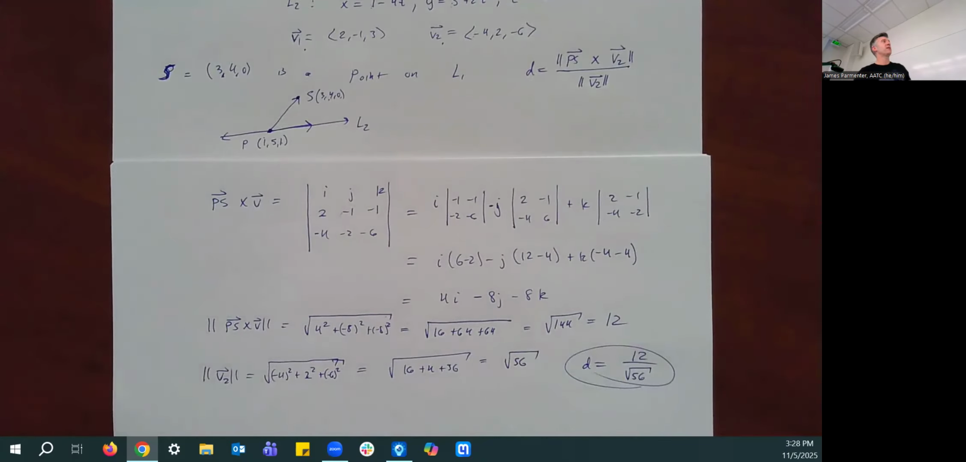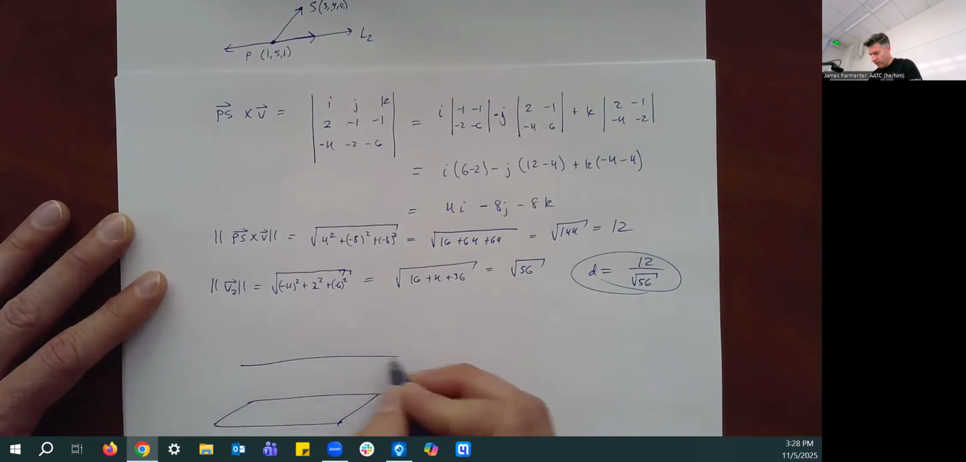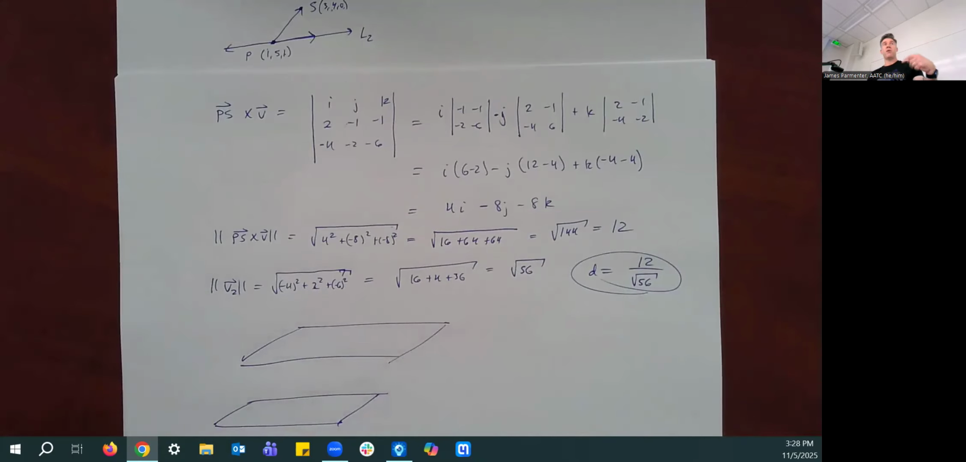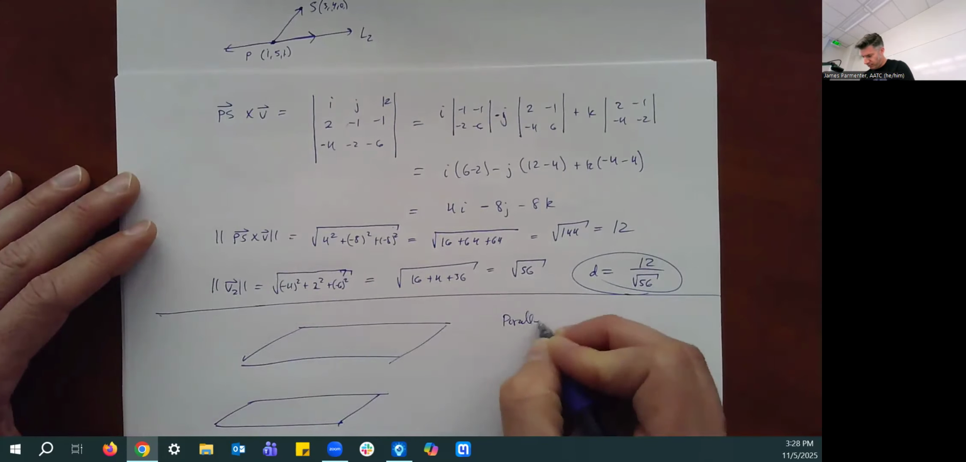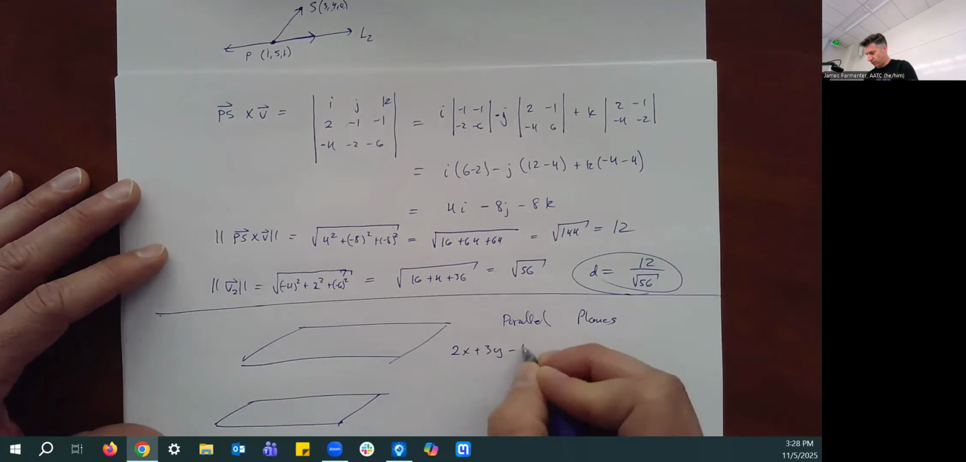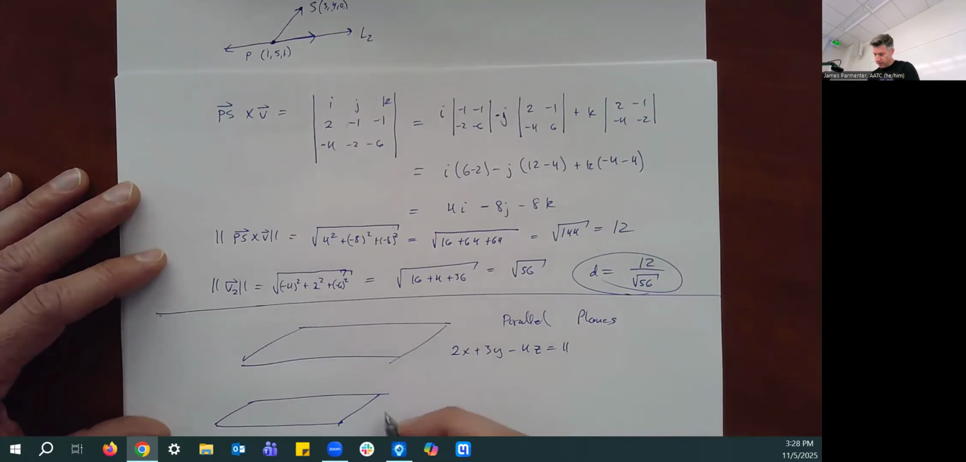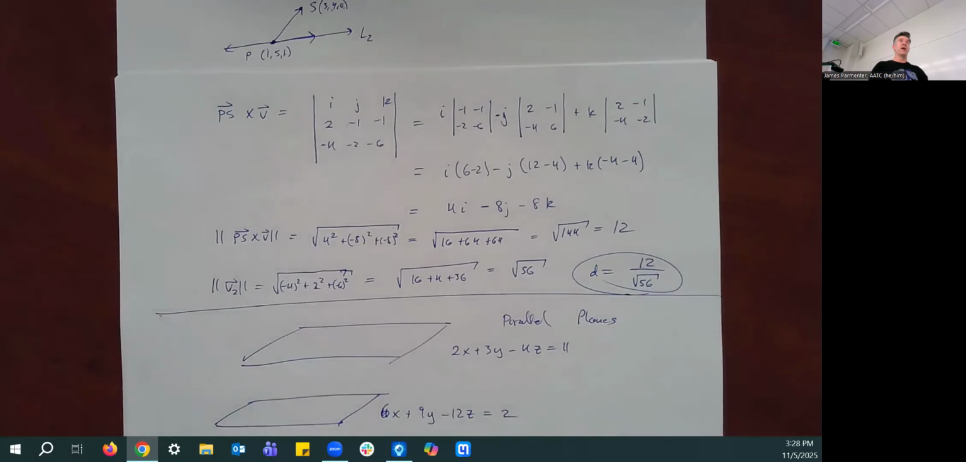And then I will point out, but I don't think we need to do it, it's a similar process for parallel planes, right? If you had parallel planes, how would you know they were parallel? Because the coefficients of x, y, and z would be multiples of each other. So for example, I'm not actually going to do the work, I promise. This first plane was like 2x plus 3y minus 4z equal to 11. And this other plane was, let's make it a different multiple, 6x plus 9y minus 12z equal to 2. Then you would just say, well, obviously they're parallel planes because the x, y, and z coefficients are all multiples of each other. The same multiple, I should point out.